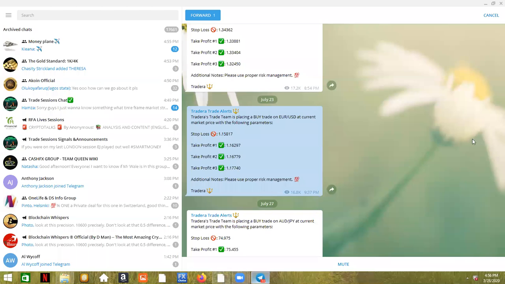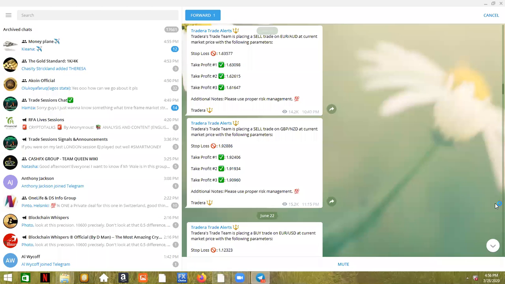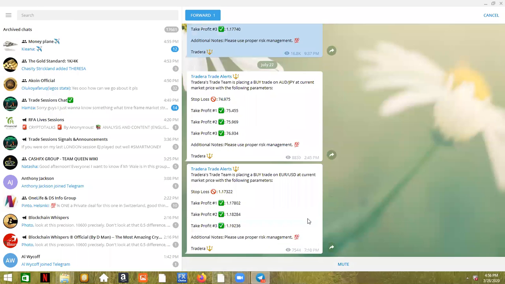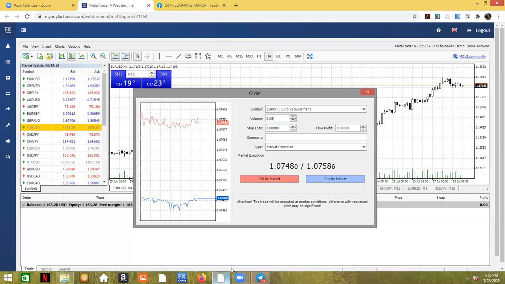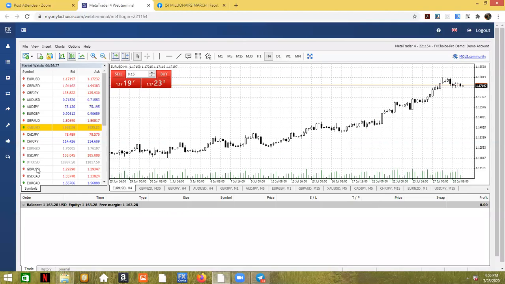I'm going to do a live trade for this trade right here. The Euro USD has a stop loss for 1.17322. So where does the stop loss go? Well, first of all, we've got to make sure we're in the right pair, right? That's not the right pair. So you've got to find the pair that you're looking for.